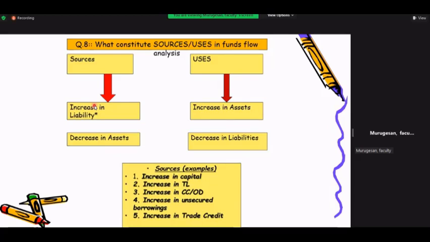Your funds position will improve with profit. Loss will decrease your funds position. In other words, sources are inflows, uses are outflows. Both terminologies you can use. This will make you familiar.